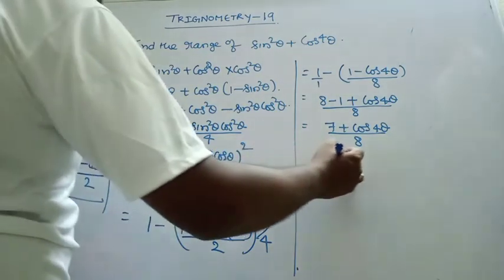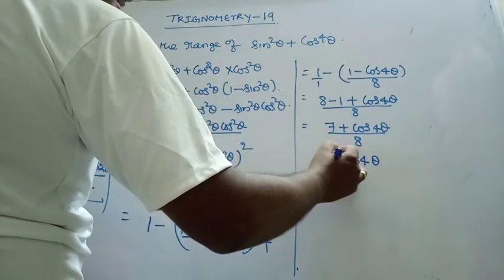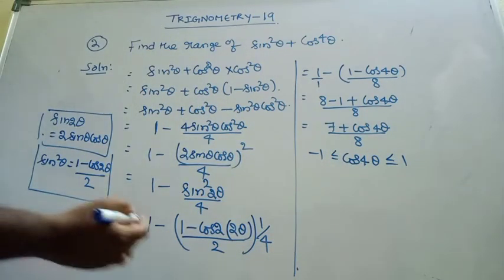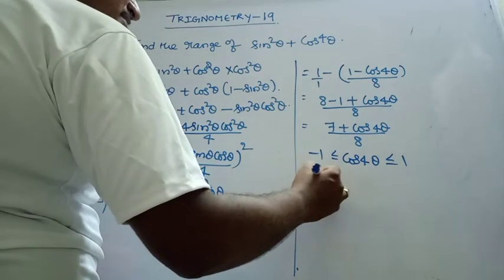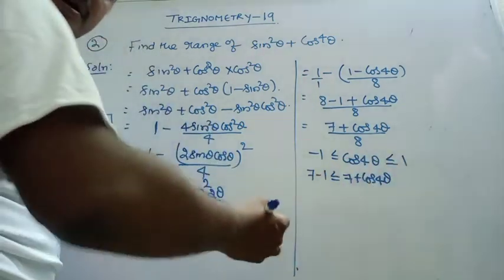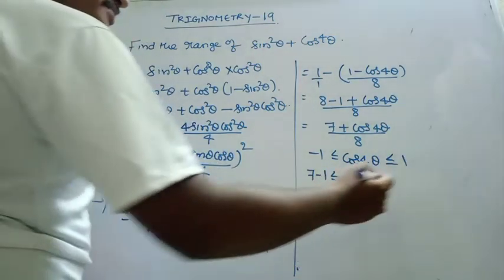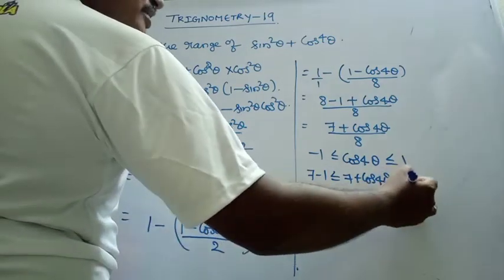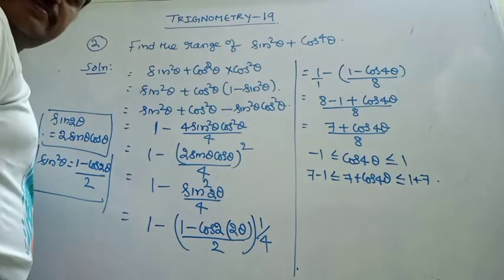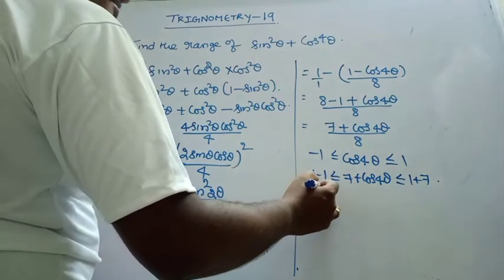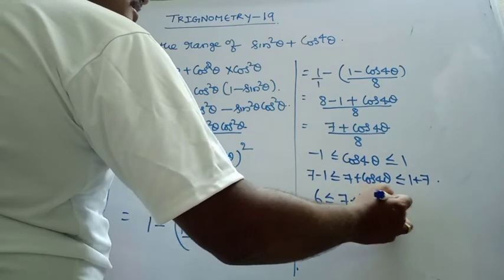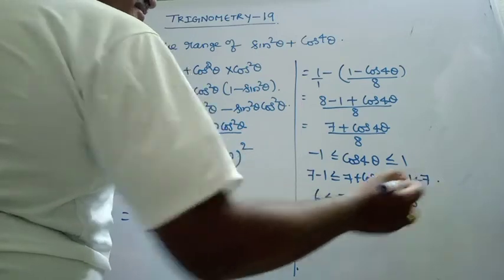Now you see, very simply we know how to do this. For cos 4θ, the minimum and maximum values are minus 1 and 1. Once we have got this, you add 7 on both sides: 7 minus 1 is less than or equal to 7 plus cos 4θ, which is less than or equal to 1 plus 7. That means you have got 6 less than or equal to 7 plus cos 4θ less than or equal to 8, like this.